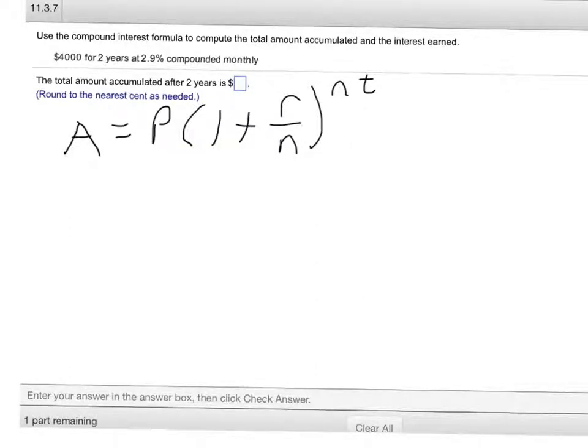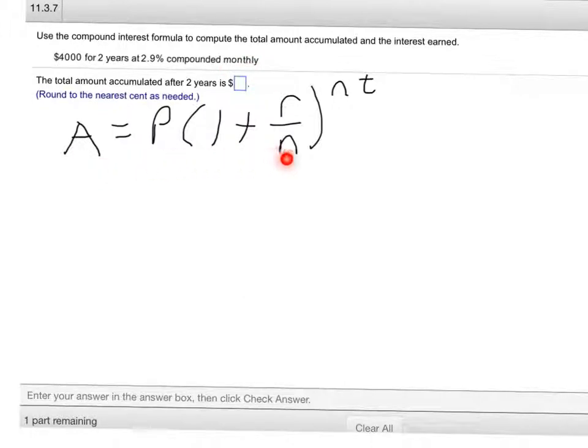Miss Redford, I received your question. It comes from chapter 11, section 3. It's like number 7 in the book. You want to use the compound interest formula to compute the total amount accumulated and the interest earned for $4,000 is the principal, 2 years is the time, and it's 2.9% compounded monthly.